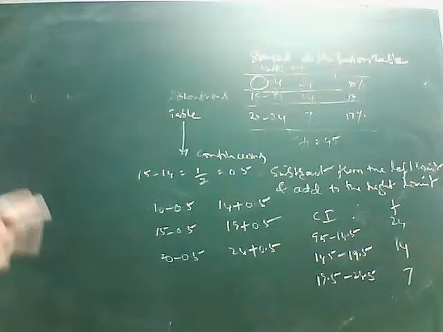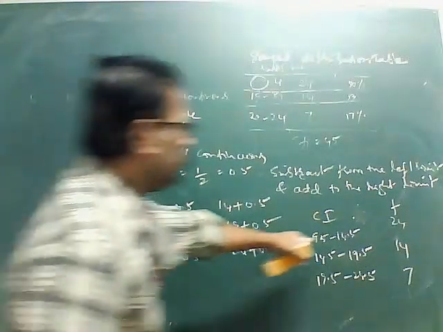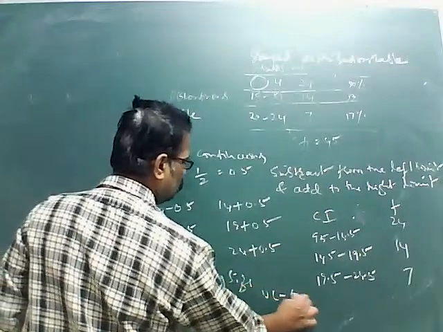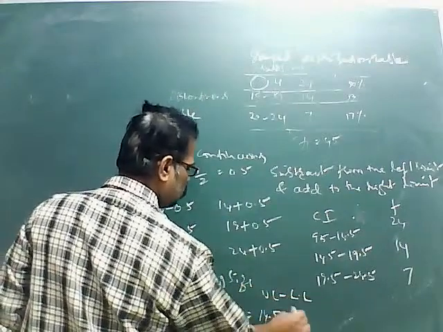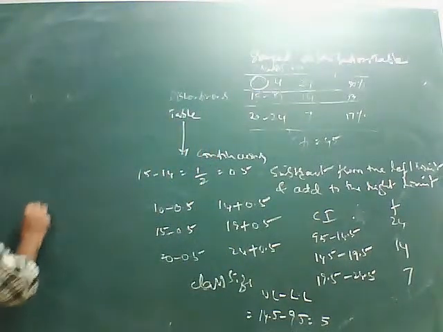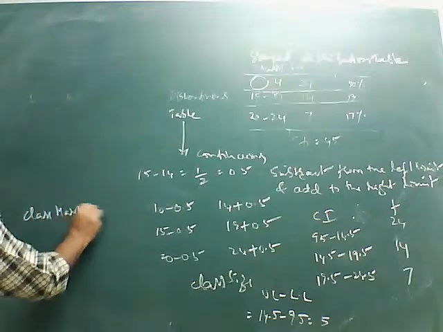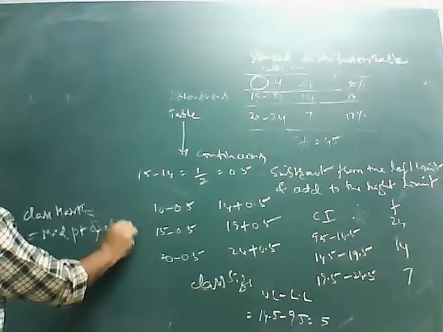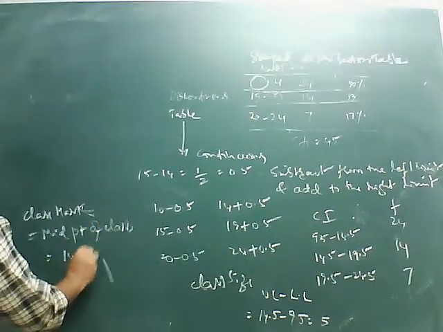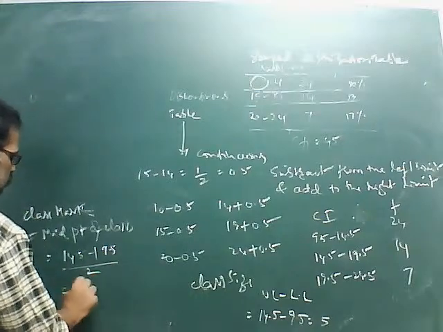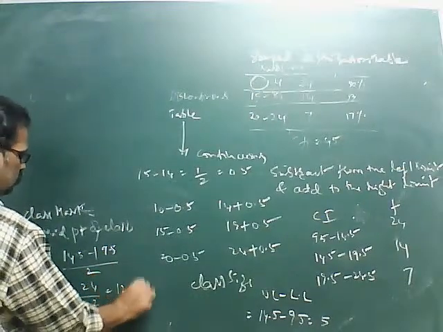Are you clear now? Now what is the class size? Now see the class size clearly. Class size is equal to upper limit minus lower limit. Now see here, 14.5 minus 9.5. How much is it? What is the class mark? Class mark is the midpoint of the class. That is equal to 14.5 plus 9.5 by 2. This is equal to 24 by 2, that is equal to 12.